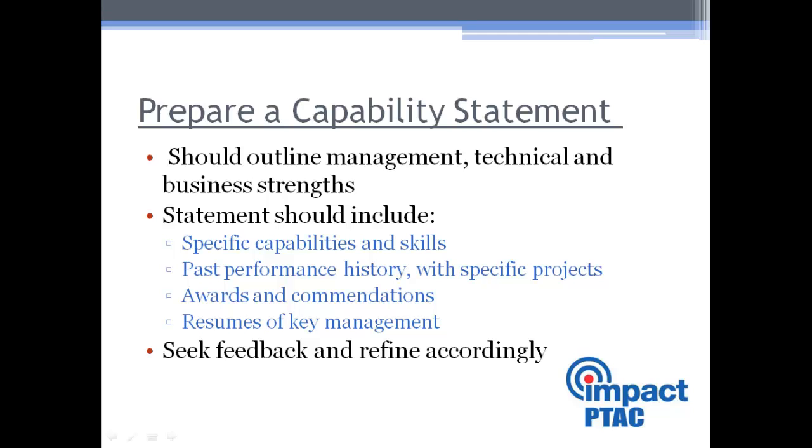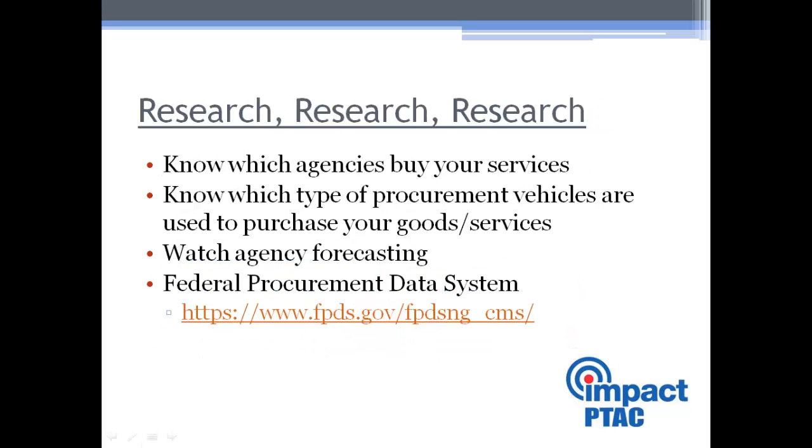Capability statements are an integral part of marketing to government agencies. Contracting officers are often inundated with marketing materials, so it's important to keep your capability statement clear and concise. The following information should be included in an easy-to-read format: specific capabilities and skills, DUNS number, NAICS codes, CAGE code, past performance history with specific projects, awards and commendations, and the resumes of key management to show legitimacy. For templates and assistance with your company's capability statement, make sure to contact Impact PTAC.